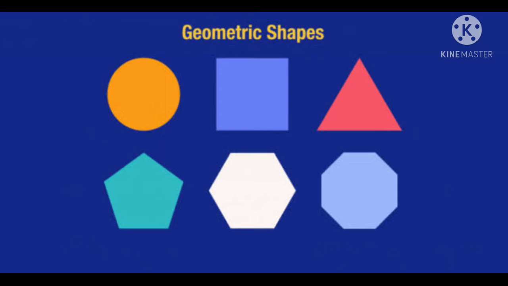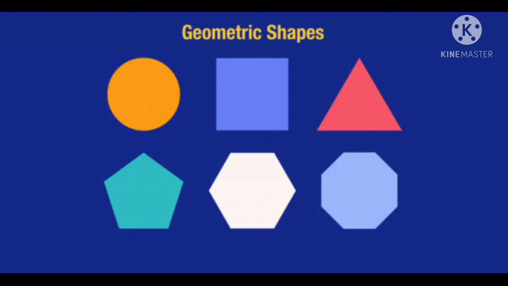Next we will go to some geometrical shapes. Can you see the geometrical shapes? What are they? The first one, the orange one, is a circle. Next is a square. You all know. Then the third one, the red one, is a triangle. What is the blue one? The Turkish blue. How many sides are there? Just count it: 1, 2, 3, 4, 5. That is a pentagon. It is known as a pentagon.